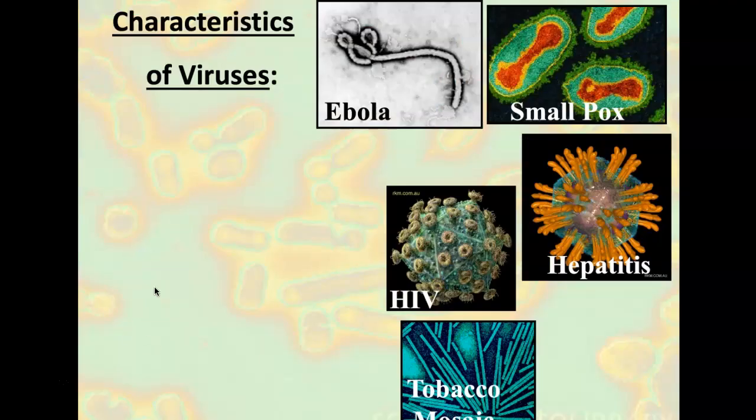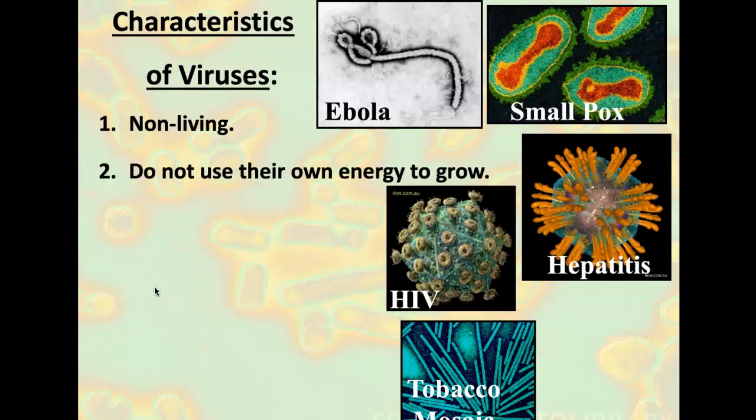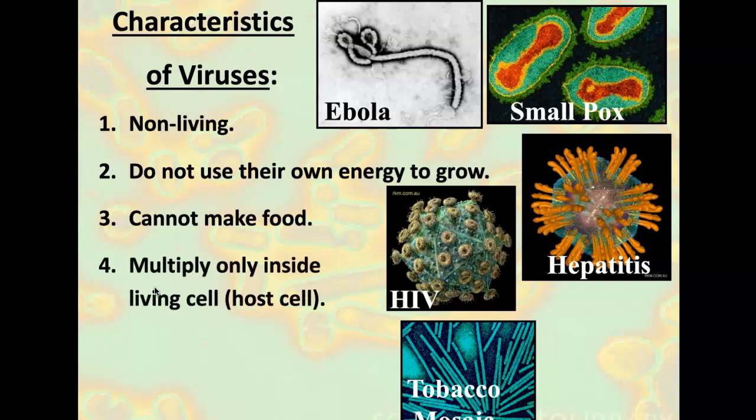So what are some characteristics of viruses? Viruses are considered to be non-living. They're considered non-living because they cannot do any of the things that living organisms can do. They can't reproduce on their own. They can't obtain energy on their own. They have to use a host. So they don't use their own energy to grow. They use their host cell. They can't make food. They're going to rely on their host cell for energy. They can only replicate, they can only reproduce inside of the host cell using the host cell's energy.